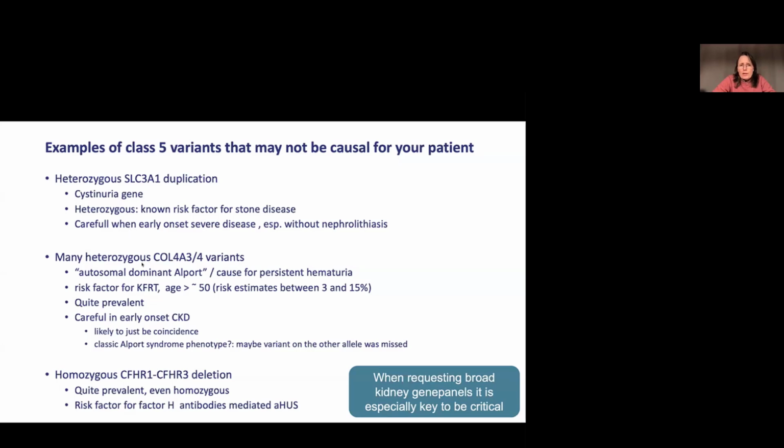Same goes for the heterozygous Alport variants that are a risk factor for end-stage kidney disease, but likely at an advanced adult age, and most people will not be in severe kidney disease. So in early onset CKD, it might have contributed, but it is highly unlikely to be causal. So especially when requesting broad kidney gene panels, it's key to be critical in interpreting what the result means for your patient.